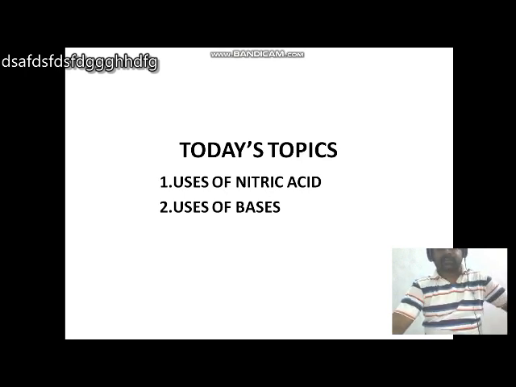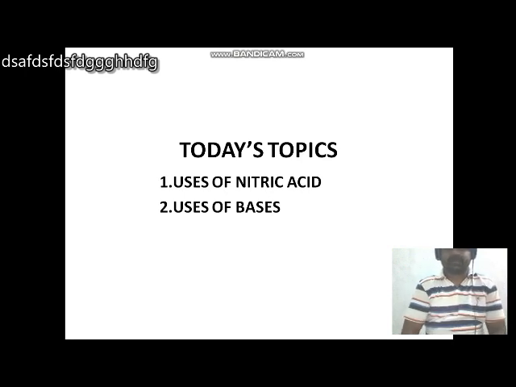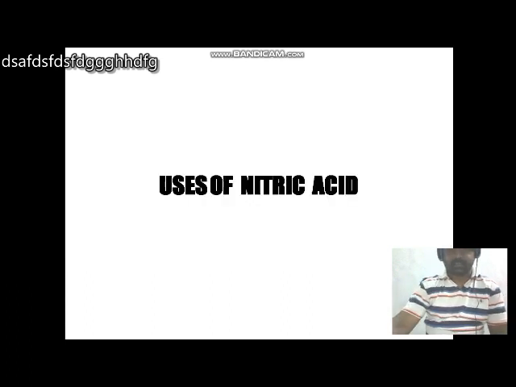Already in the previous chapter we had discussed the uses of hydrochloric acid and the uses of sulfuric acid. Here only one topic in acids is left, that is nitric acid. So today I will discuss the uses of nitric acid and next the uses of bases also. See here, first one, uses of nitric acid.